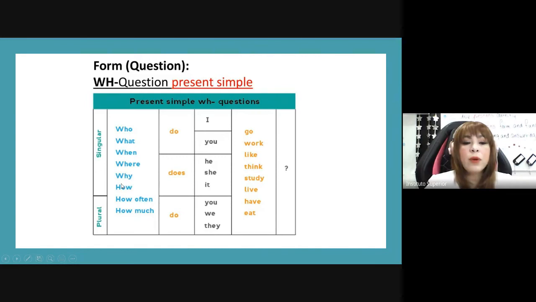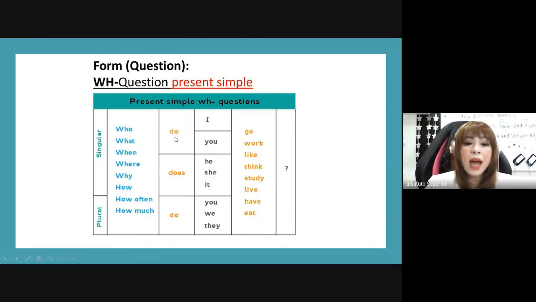Okay, here we have some examples of question words. Remember, who asks for people. What asks for things. When asks for time. Where asks for place. Why asks for reason. How often and how much: they ask for frequency, and how much asks for quantity. How asks for manner.